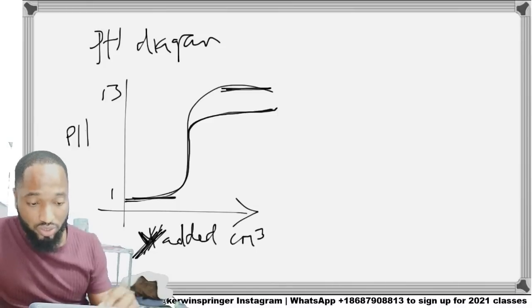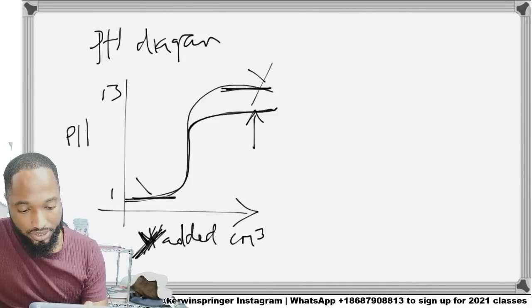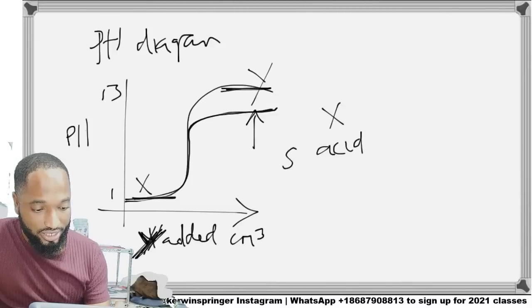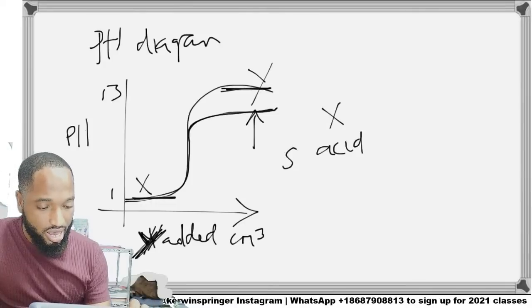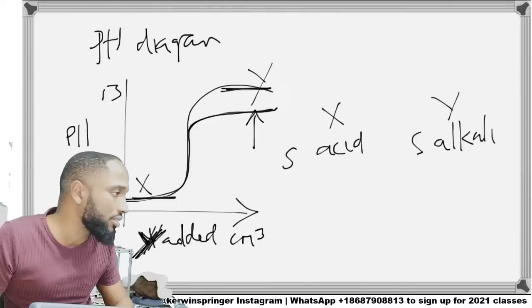So it's very important to know that the one that is added is the finishing one, and the one that started off would be here. So X in this case would be a strong acid. I'm just putting S for strong, and Y would be a strong alkali. Why, if you understand that?